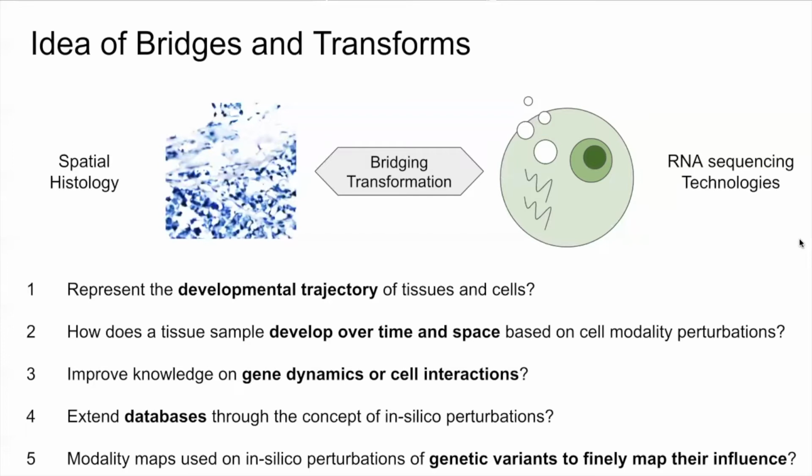And then in the last one, we could look at how genetic variants finally map onto histology to influence the cell structure, shape, and tissue abundance.